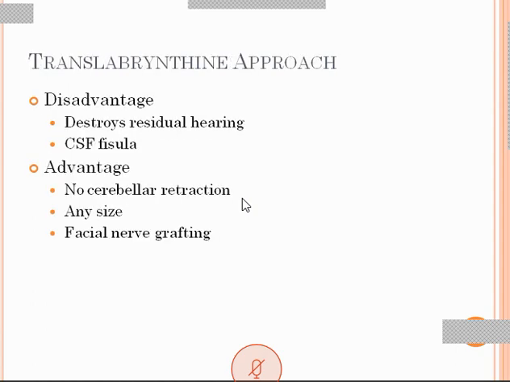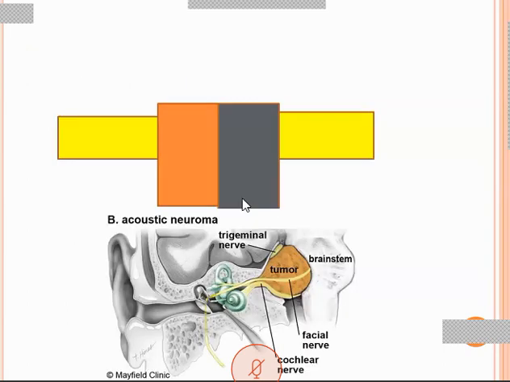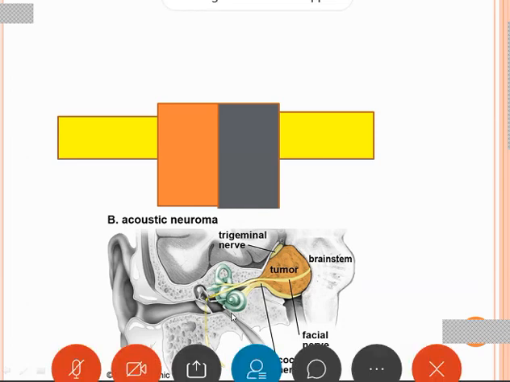The disadvantages of the translabyrinthine approach are that it destroys the residual hearing, and there are chances of CSF fistula formation. The advantages are there is no cerebellar retraction, and facial nerve grafting can be done. In the translabyrinthine approach, we go via the external auditory meatus to the middle ear to the labyrinth, and then we can reach the tumor through the internal auditory meatus. Whatever the size of the tumor, we can remove it by this method. But on the way, we are destroying the labyrinth as well as the middle ear, so we are destroying the residual hearing capacity of that ear.